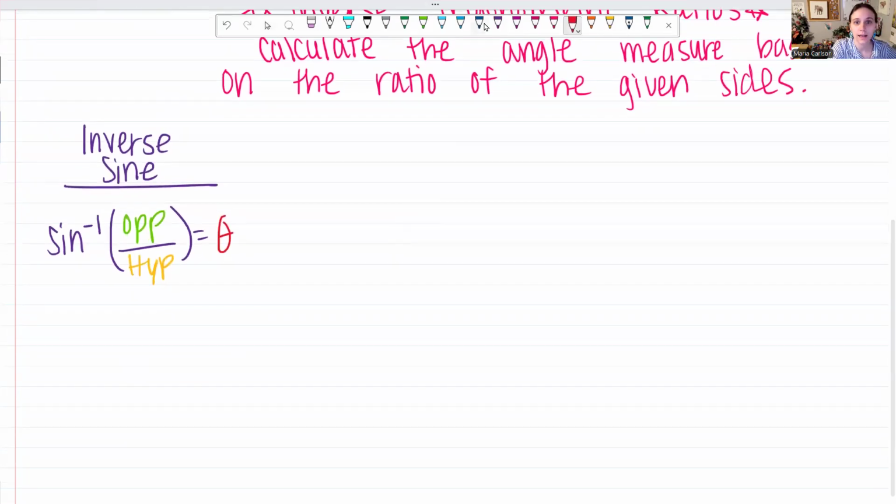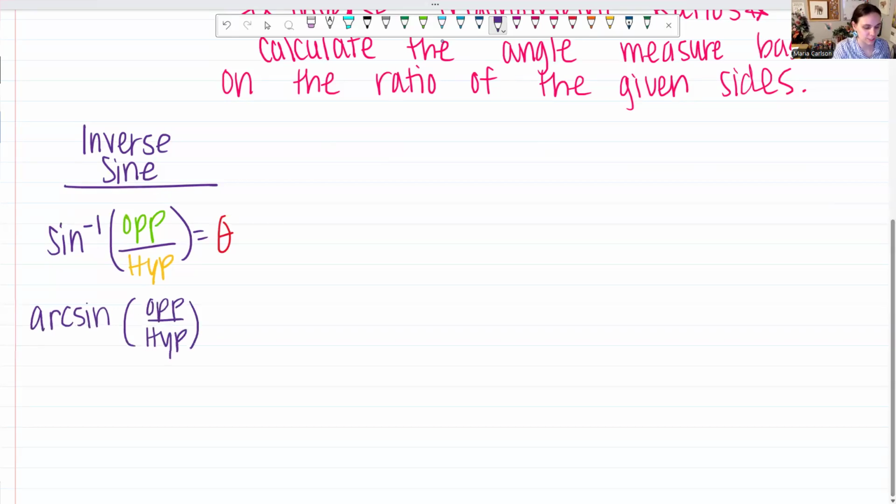Again, a common notation you might see is this sine to the negative first power, or you could see arc sine. So the arc sine of the opposite over the hypotenuse, that notation will work as well. Both of these equal theta.